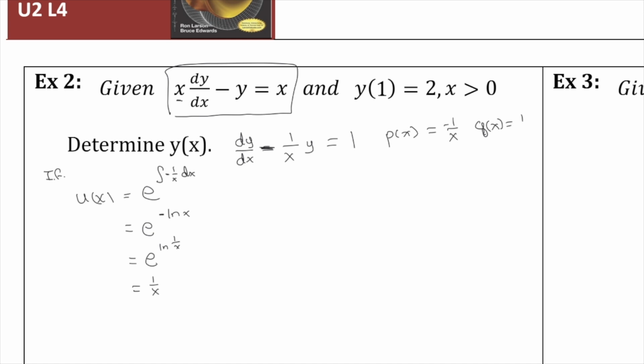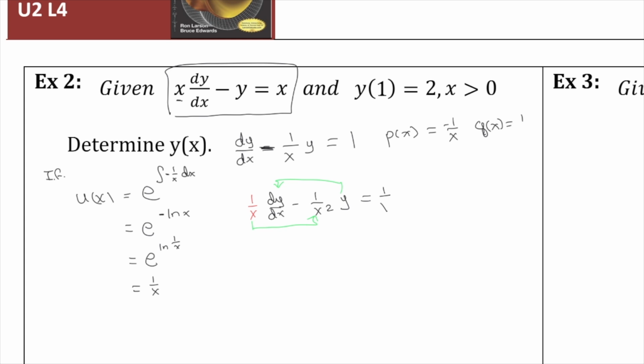So we're going to take that and multiply it by each part of our expression. So we will have 1 over x dy/dx minus 1 over x times the original 1 over x, y, is equal to 1 over x. However, I'm hoping that you realize that we actually have 1 over x squared. Now, as we look at this, the derivative of y is dy/dx. The derivative of 1 over x is negative 1 over x squared.